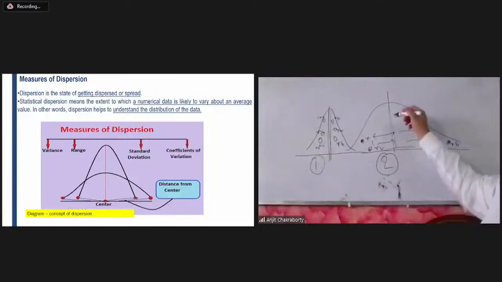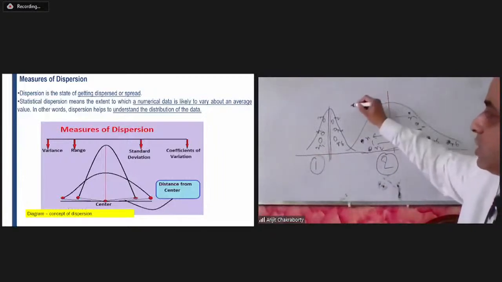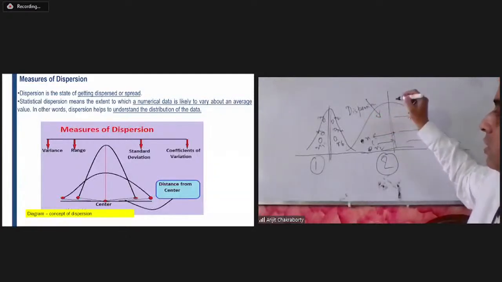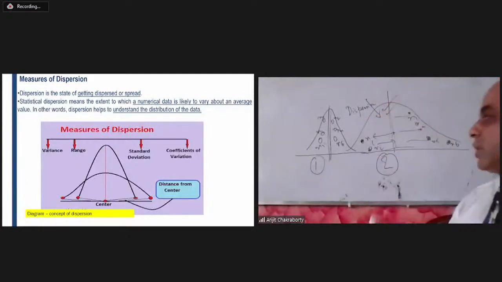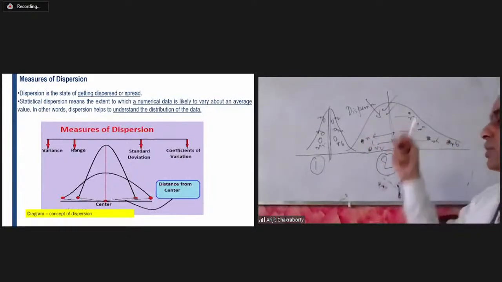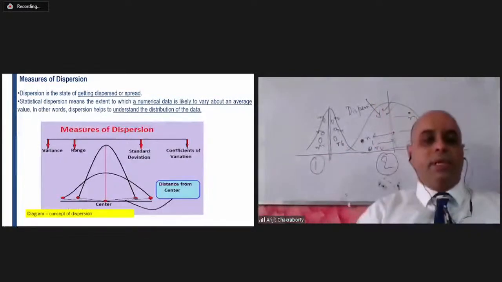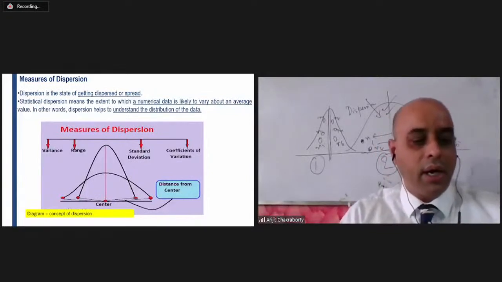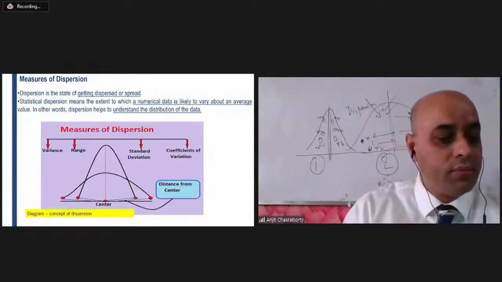So I can say that this is more dispersed. Dispersion is more in this particular graph. That means the observations are scattered. So this is basically what we call dispersion. And we will understand how. Yes, set 2, absolutely.